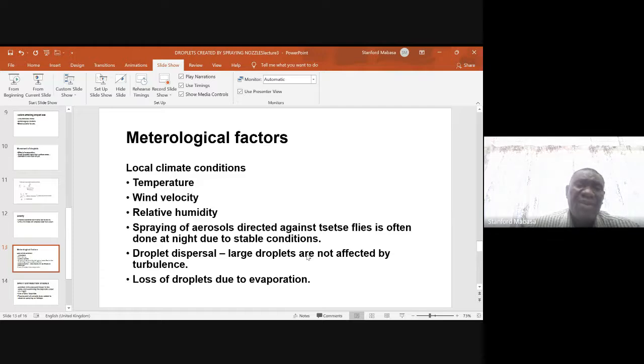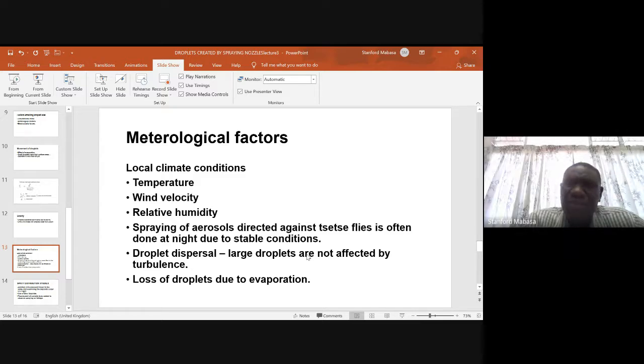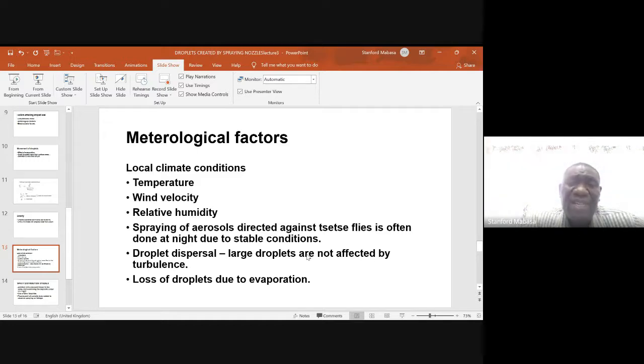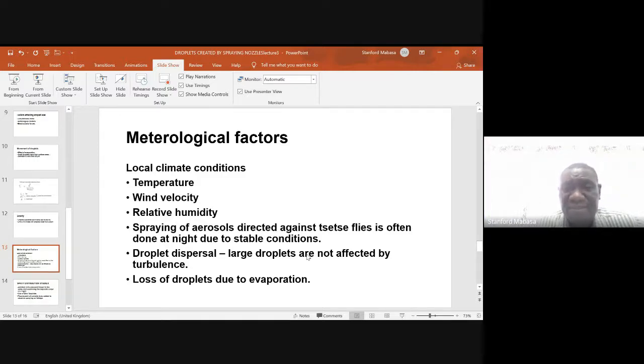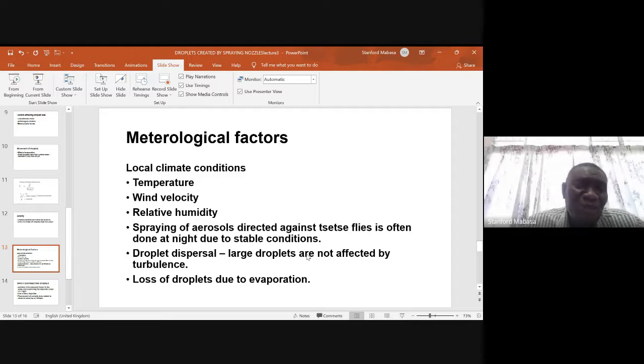Now, when spraying tsetse flies, you use very small droplets, aerosols, so that you can target the insect. But if you try to do it during the day, you may lose most of your droplets because they have a short lifespan during the day. So it was recommended that if you are spraying tsetse fly, you better do it during the night when conditions are stable.